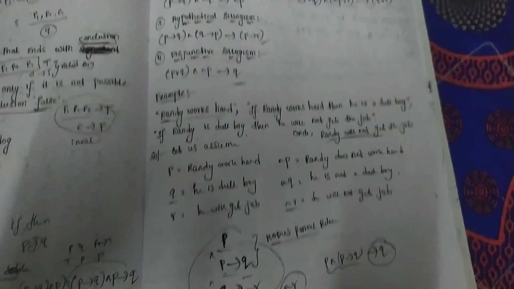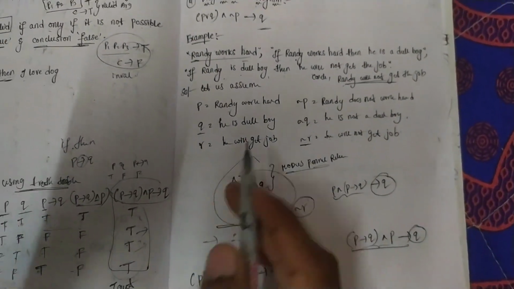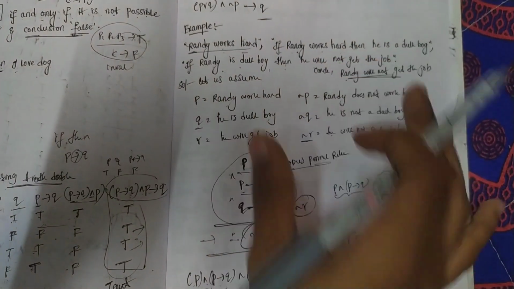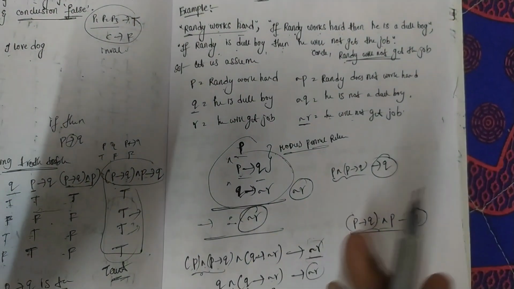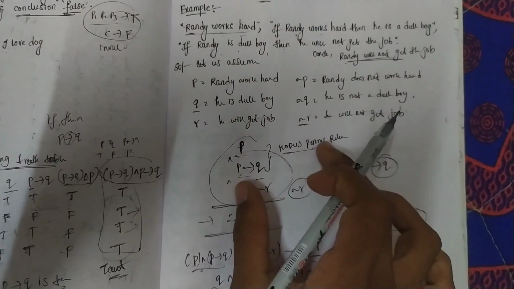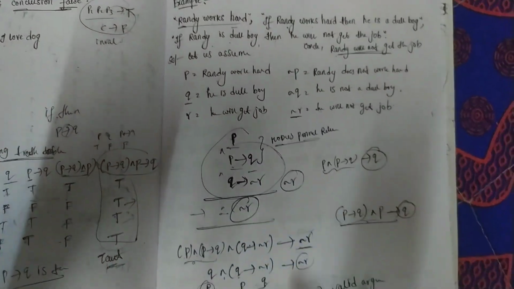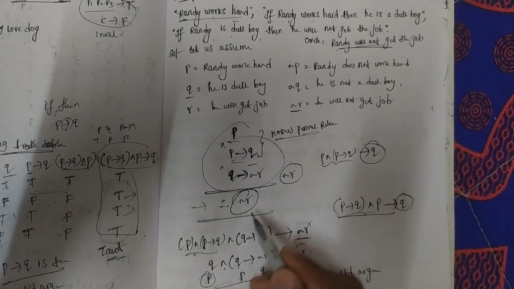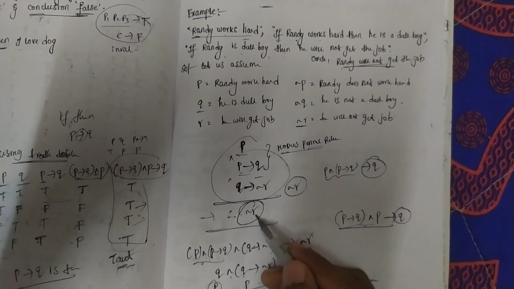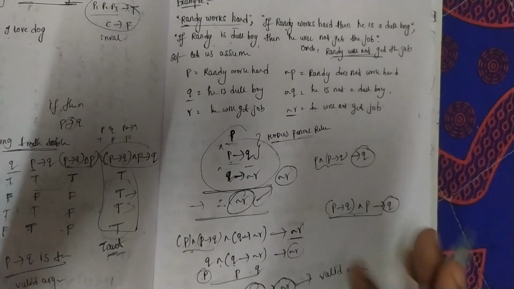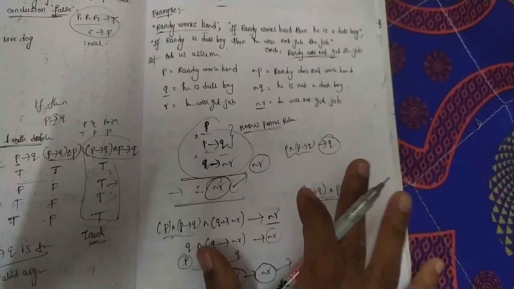Again, I am explaining. First of all, we write the given question like this as premises, and then by applying rules, we conclude that the given premises give the conclusion, that is negation R equals negation R. So it is a valid argument.